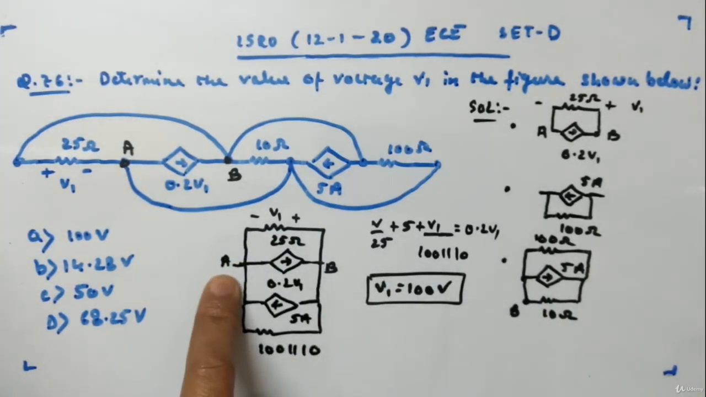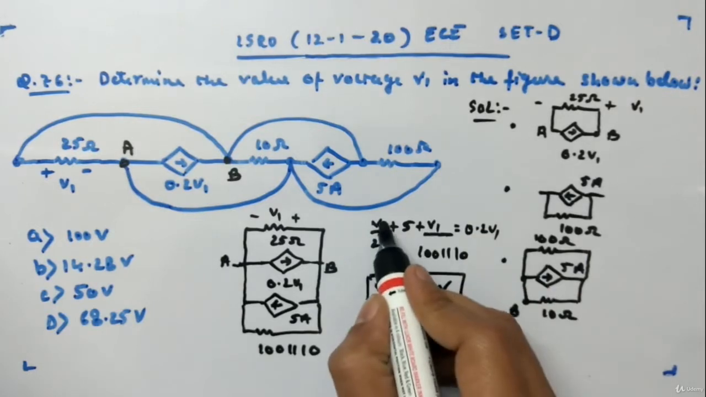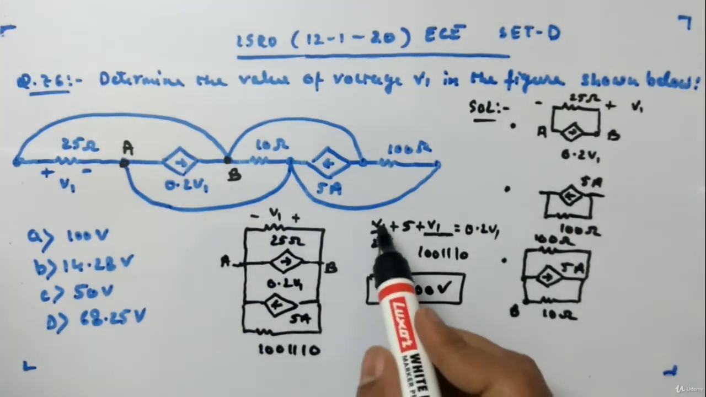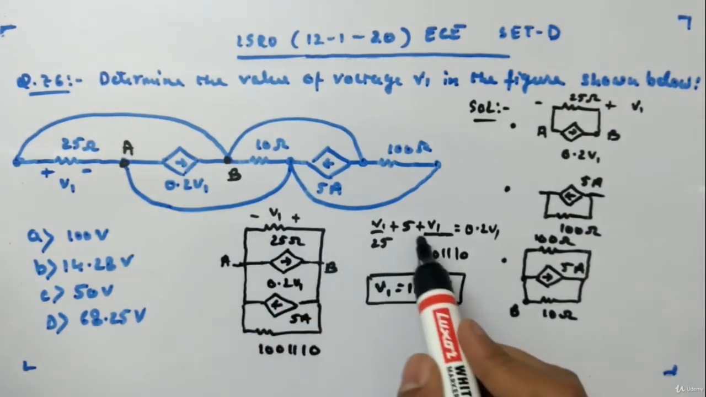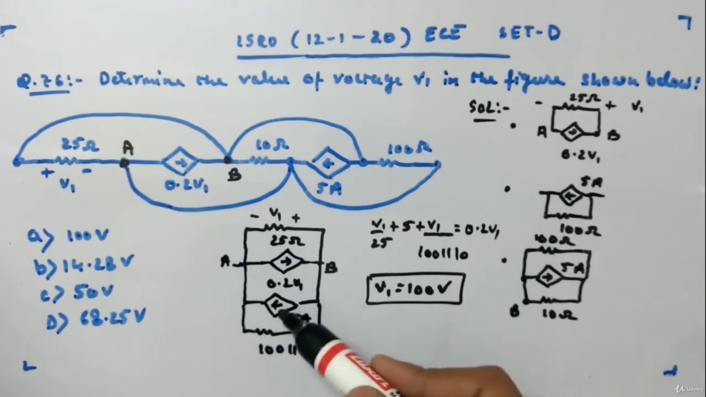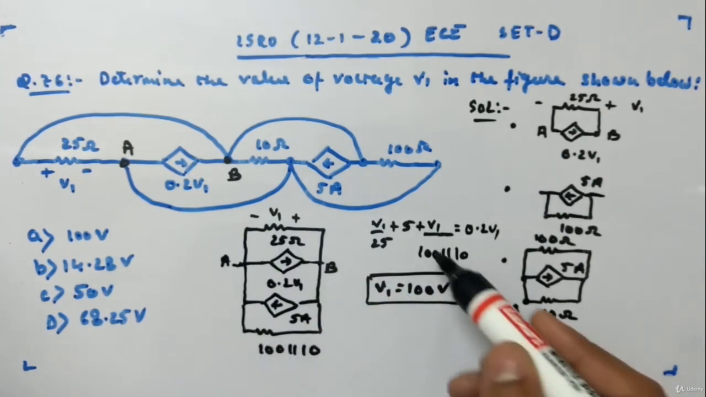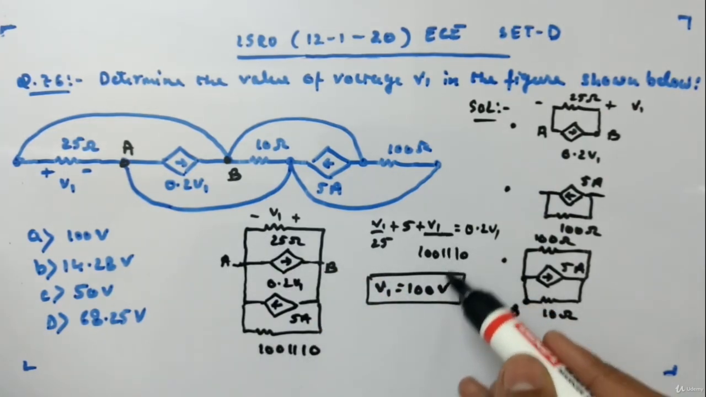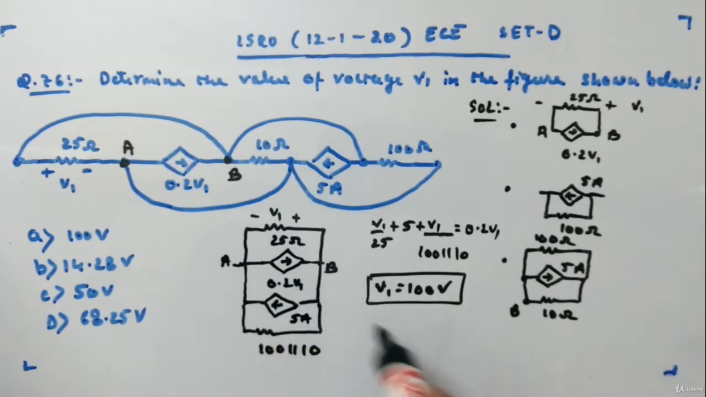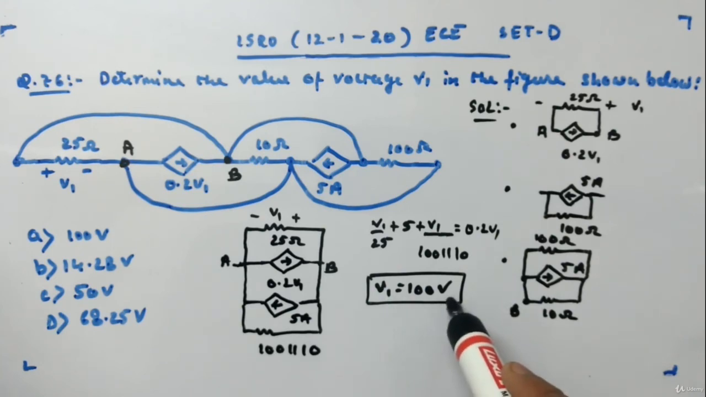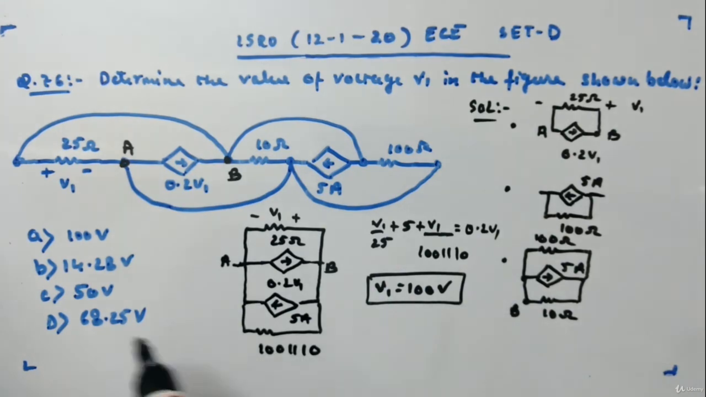Now take reference node as A node. So you will get V1. Now I am applying KCL at node B. So V1 divided by 25 plus 5. This 5 ampere current is leaving. V1 divided by 100 parallel 10 is also leaving. This is equal to 0.2 V1, this current is coming. Okay. So if you solve this equation, you will get V1 is equal to 100 volt. Okay, which is option A.